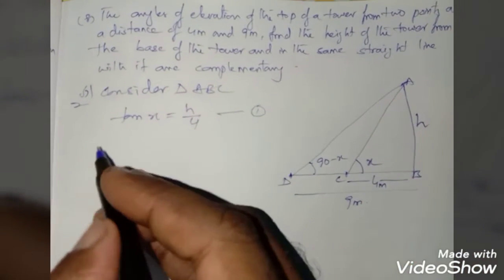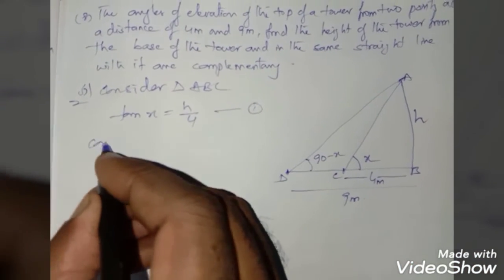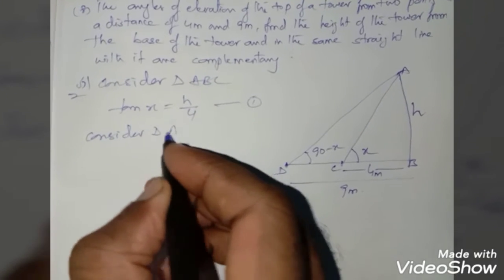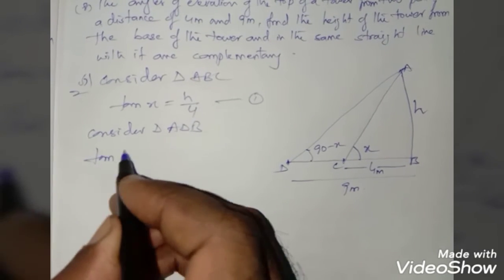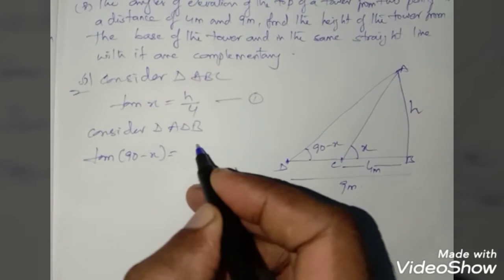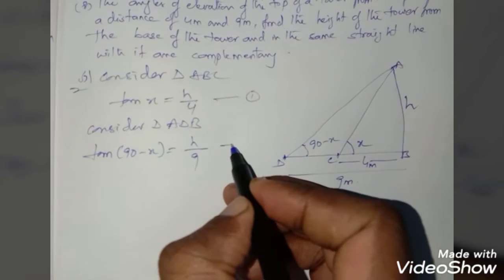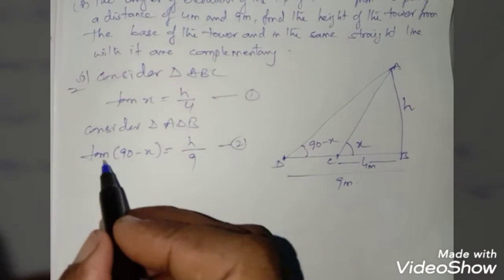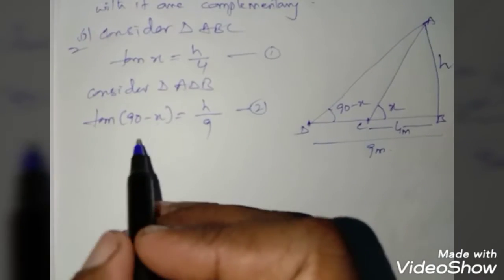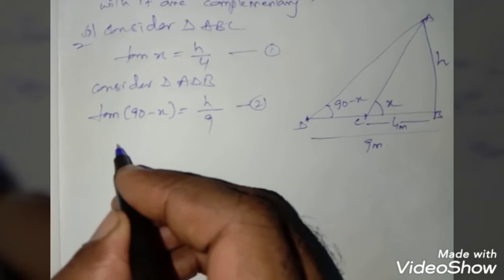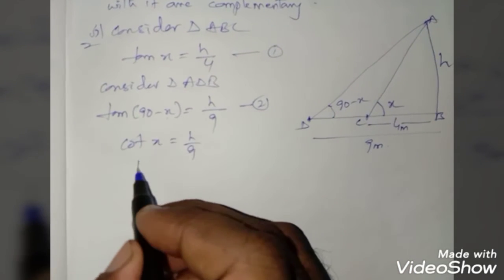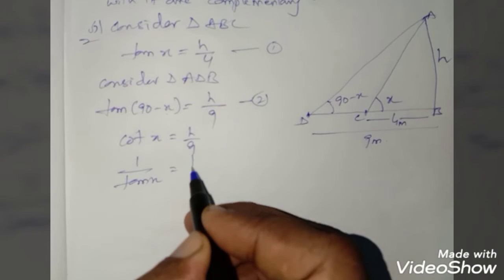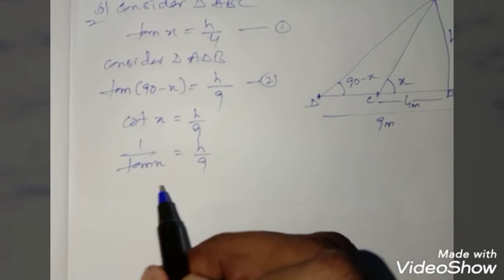Now consider your second one. If I consider triangle ADB, you have tan of 90 minus x is equal to h by 9. So denote it as the second equation. Or else tan of 90 minus theta. We have already learned in complementary angles in trigonometry that tan of 90 minus theta is cot theta. That is cot x is equal to h by 9. So this cot I can write as 1 by tan x is equal to h by 9.